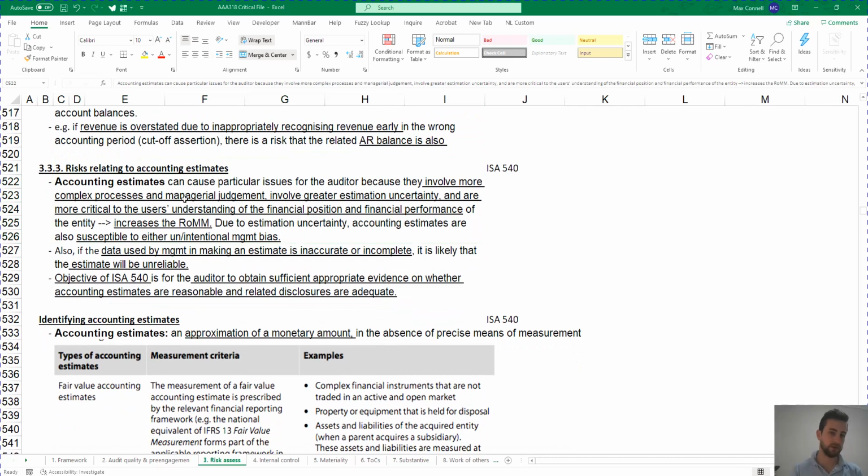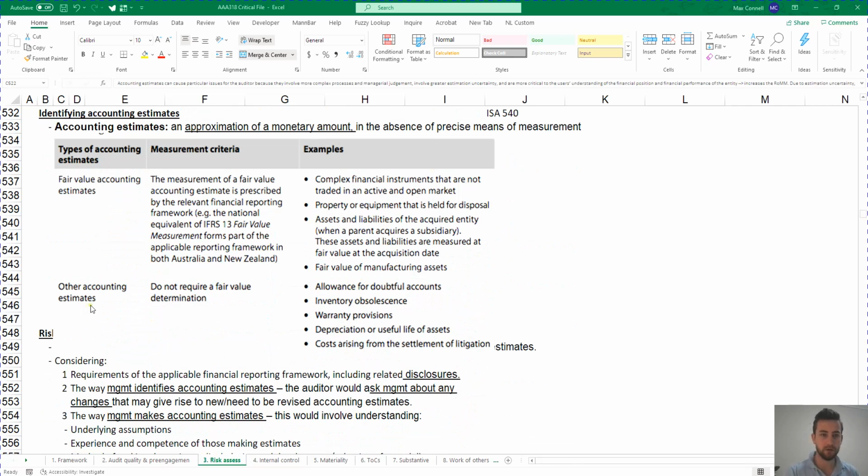There are specific risks around accounting estimates, just because of their complexity, and also because they sometimes require judgment. And because of that element of estimation uncertainty, and they're generally quite critical to the user's understanding of financial position and the financial performance of the entity, it does increase the level of risk of material misstatement. That's something that we need to place higher emphasis on in any given audit.